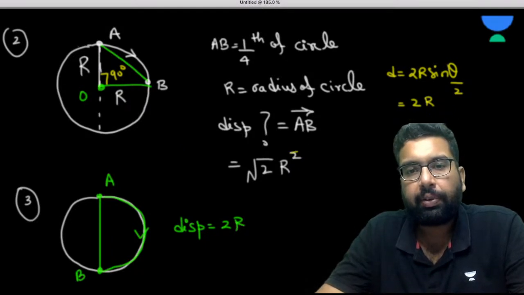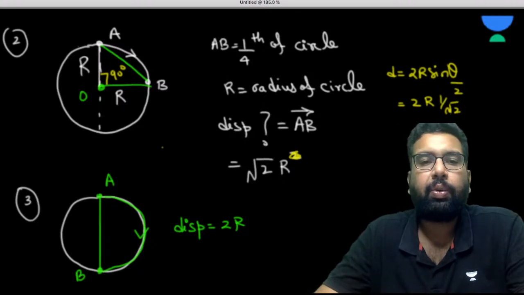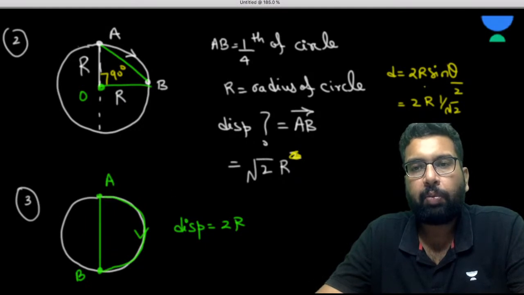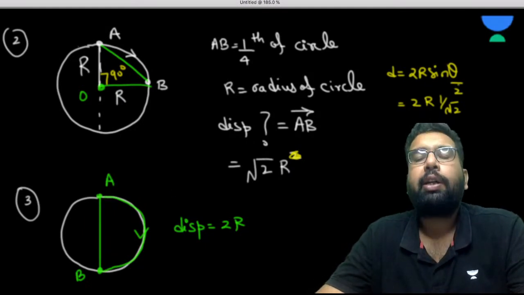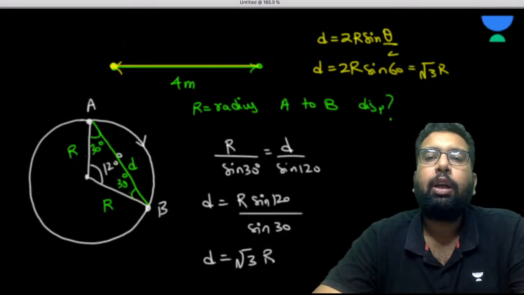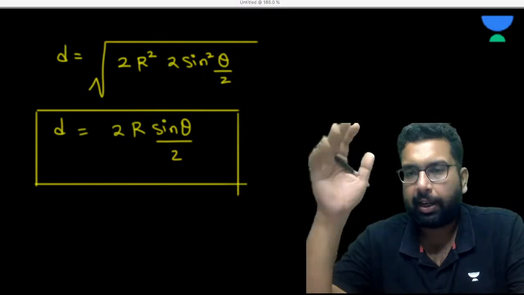So if we put sine theta by 2, this will become 1 by root 2. So obviously we are getting root 2 of r, right? Now in this case, this has become 180, so again you put this formula 2r sine theta by 2. So theta is 180 by 2, that is 90. You are again getting the same answer. So if you memorize the formula, you don't have to use any brain. You can directly apply this formula.